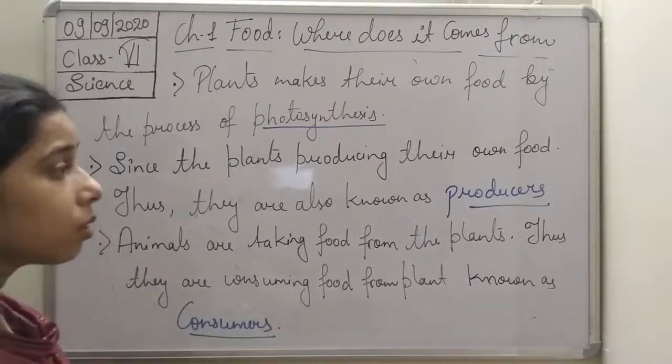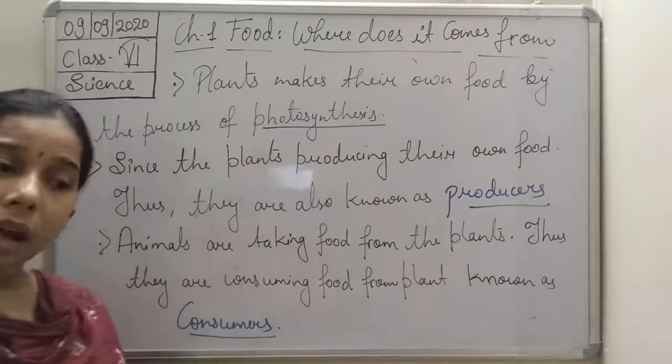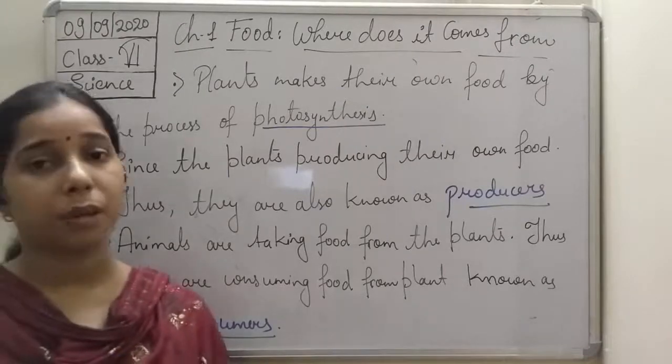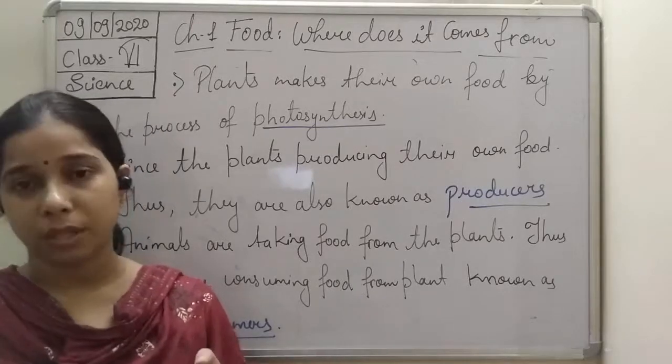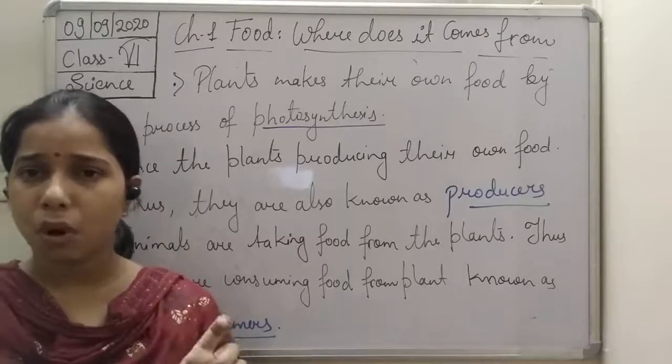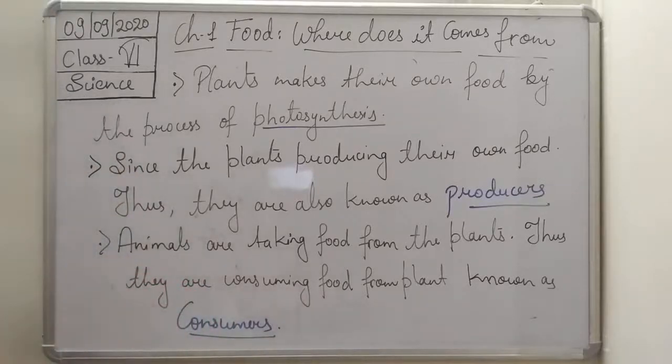Okay, so one is known as producer, student, another one is known as consumer. Now again consumers are divided into the primary one, into the secondary one, into the tertiary one. Let me tell you in a very short way so that you can understand, and after that we will move on.